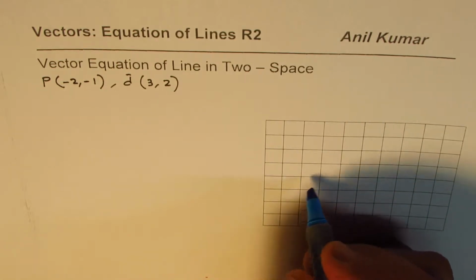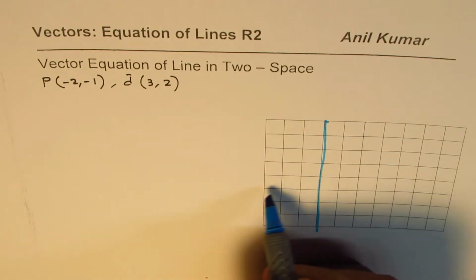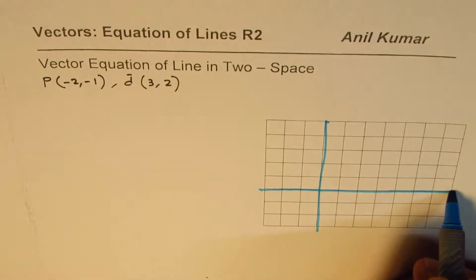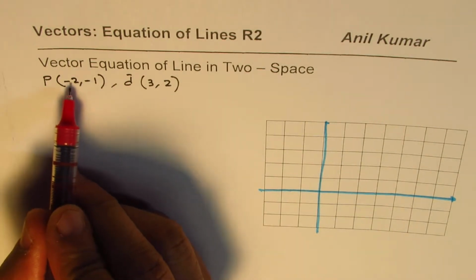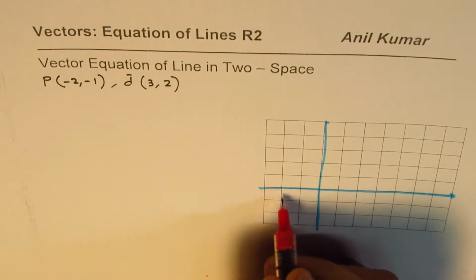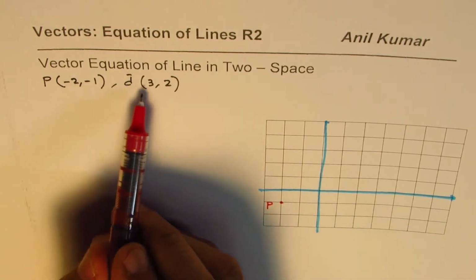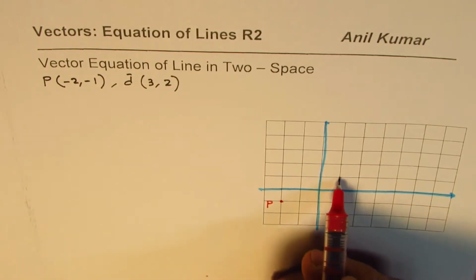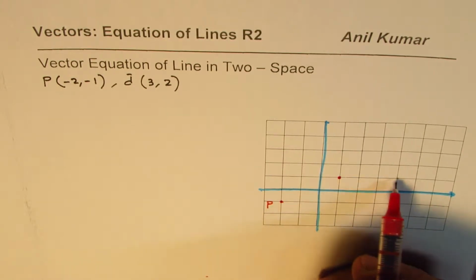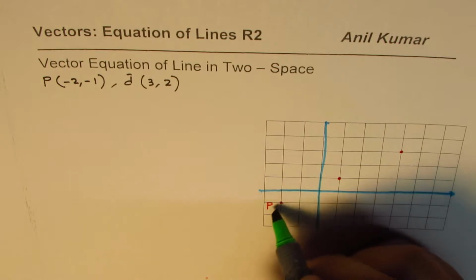Let me draw this as my y-axis, and here we'll take the x-axis. So we'll begin with the point P, which is minus 2, minus 1. So minus 2, minus 1 is this point. That becomes the point P. And from here, the direction is 3, 2. That means 1, 2, 3, 1, 2. So that's the second point. And likewise, we can get other points for the given line, right? Joining these points, we get a line.